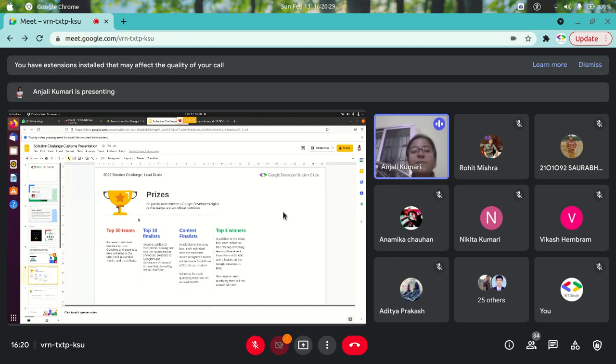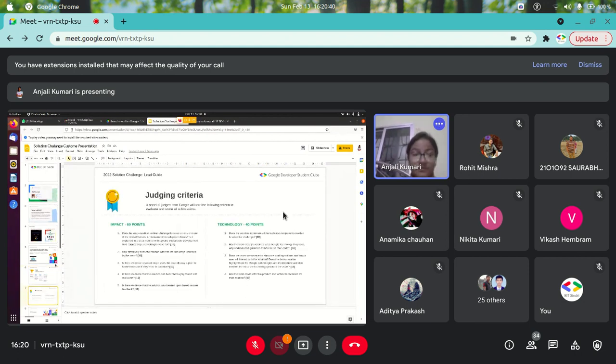Okay, so these are the prizes which will boost your participation. So how to participate in it? Let us first discuss the judging criteria. During the development of your hack or solution, you have to think about certain criteria while building it. So what are the points which will help you score a position in the top 50, top 10, or top 3? Here are some points.